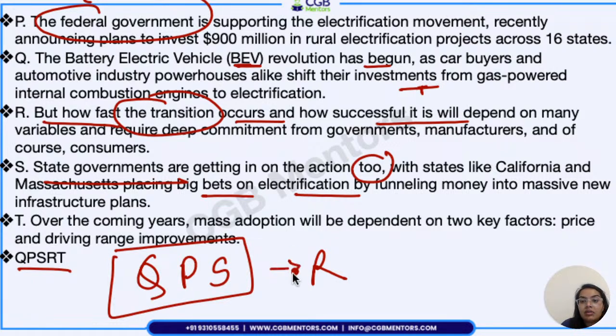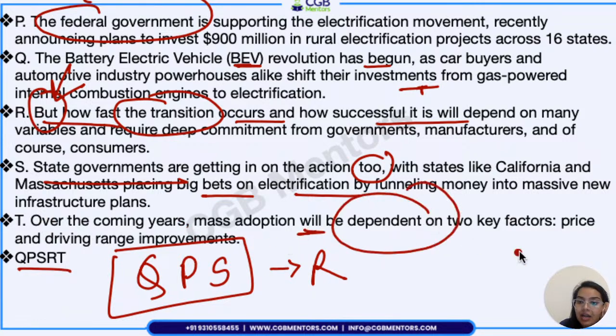Now we are changing the tone. Now we are talking about the opposite, that there are still some challenges, which is mentioned in R because here is the transitionary word. But okay, over the coming years, mass adoption will be dependent on two key factors: price and driving range improvements. So this T has a sense of future in it. Also it is conclusive in tone.